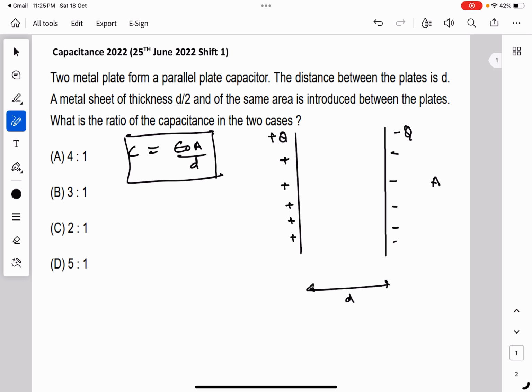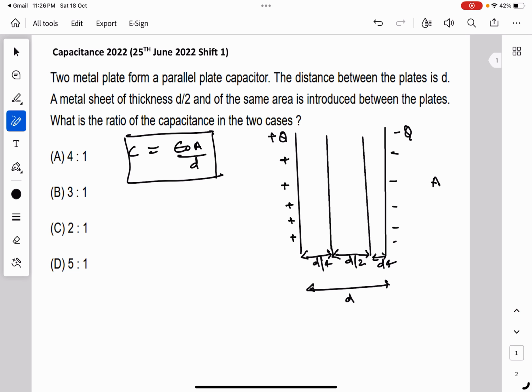Now we introduce a metallic sheet of thickness d by 2 in between the plates. After introduction of this metallic sheet, this parallel plate capacitor will behave like two capacitors each of thickness d by 4. How exactly this happens? Let's try to understand.